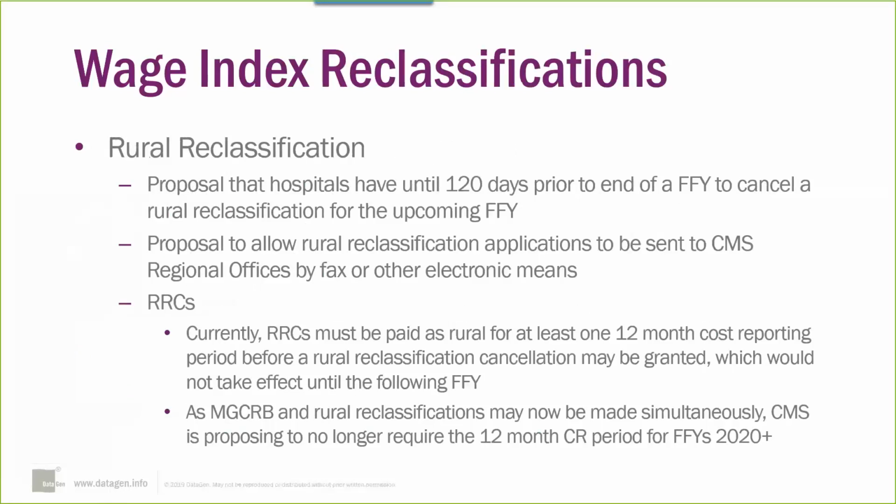As far as the rural reclassifications, CMS is proposing that hospitals will now have up to 120 days prior to the end of a fiscal year to cancel their rural reclassification for the upcoming fiscal year. They would also allow rural reclassification applications to be sent to the CMS regional offices by fax or email or other electronic means. Currently, the regulations require it to be in paper form.